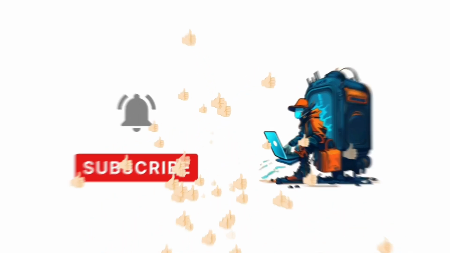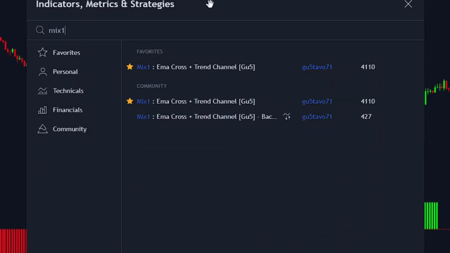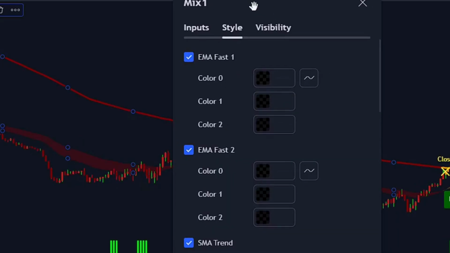Now, let's get back to our mission and introduce the second powerful tool that will take your trading game to new heights. The second indicator is called the Mix1 EMA Cross Trend Channel Indicator. This dynamic tool combines two powerful strategies to help you make smarter decisions when entering and exiting trades.